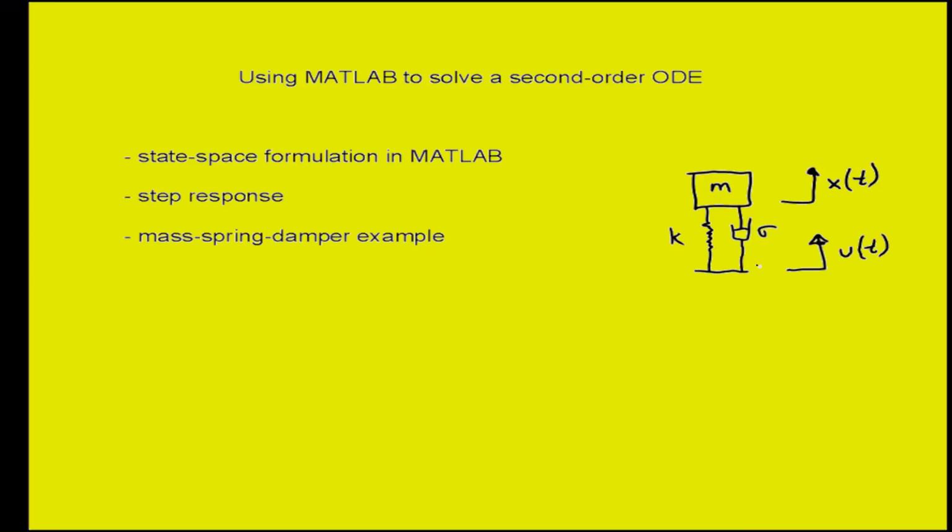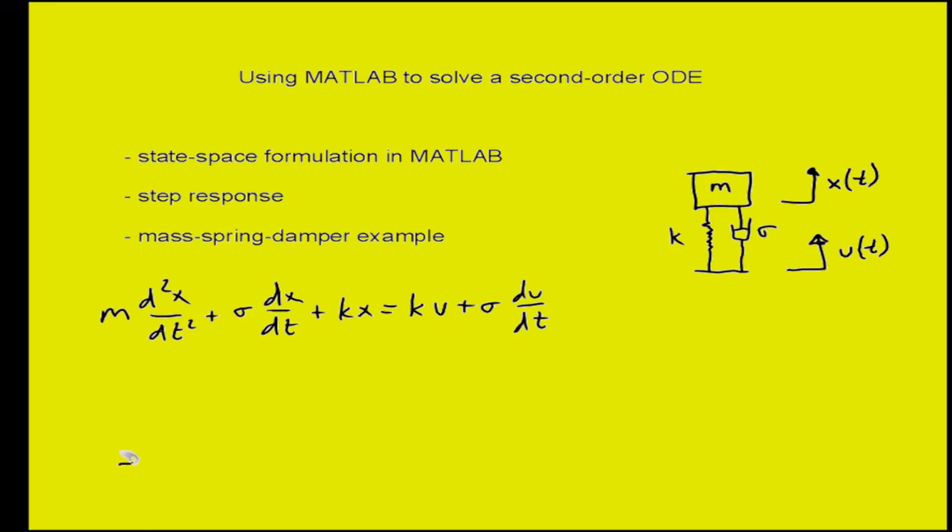The governing equation for this system was shown to be m times the second derivative of x with respect to t plus sigma times dx dt plus kx was equal to k times u plus sigma times du dt. Now for this particular problem, what we want to solve is the solution for what's known as a step response.